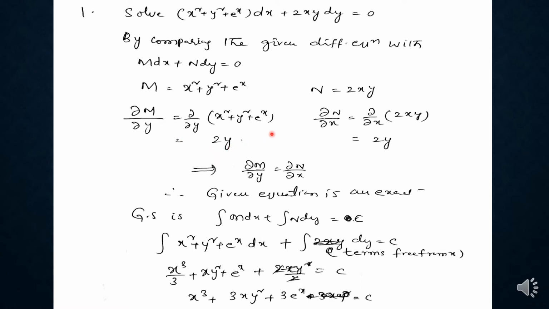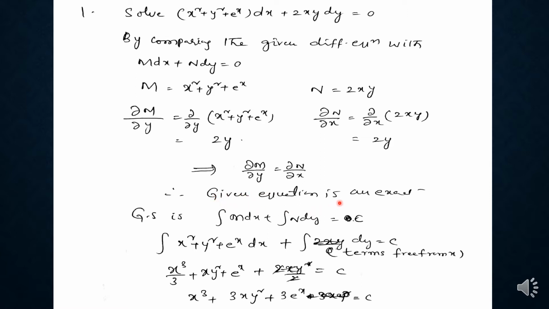Similarly, find ∂N/∂x, the partial derivative of N with respect to x. Here N is equal to 2xy. Now ∂N/∂x is equal to ∂/∂x of 2xy. Here y is the constant, so you can write it as 2y into ∂/∂x of x. ∂/∂x of x is 1, so 2y into 1 is 2y. So here ∂N/∂x is equal to 2y and ∂M/∂y is equal to 2y. These two are equal. ∂M/∂y is equal to ∂N/∂x. So we can say that the given differential equation is exact.